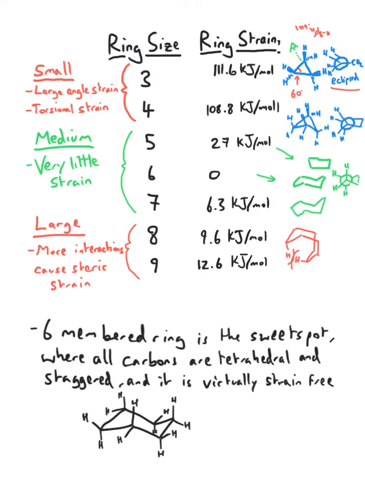As we can see, the 6-membered ring is the sweet spot where all the carbons are tetrahedral and staggered, and therefore there's virtually no strain. It's not a coincidence that you've been drawing so many hexagons as we've been drawing chemical structures. This is clearly the most stable state out of rings.